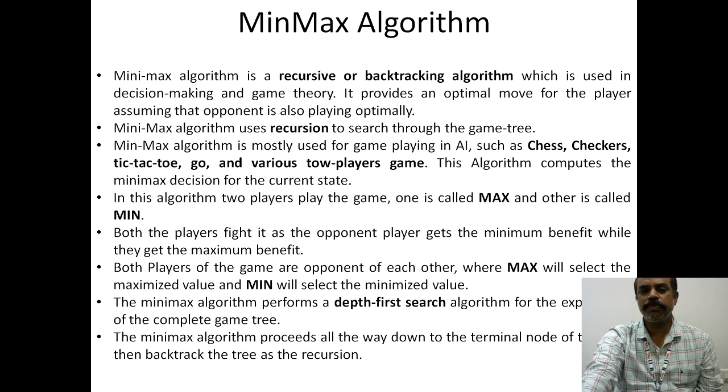Normally in this algorithm there will be two players. One is called max, the other is called min. We also call them maximizer or minimizer. Both players fight so that the opponent gets the minimum benefit while they get the maximum benefit. So both players of the game are opponents of each other, where the maximizer will select the maximized value and the minimizer will select the minimized value.